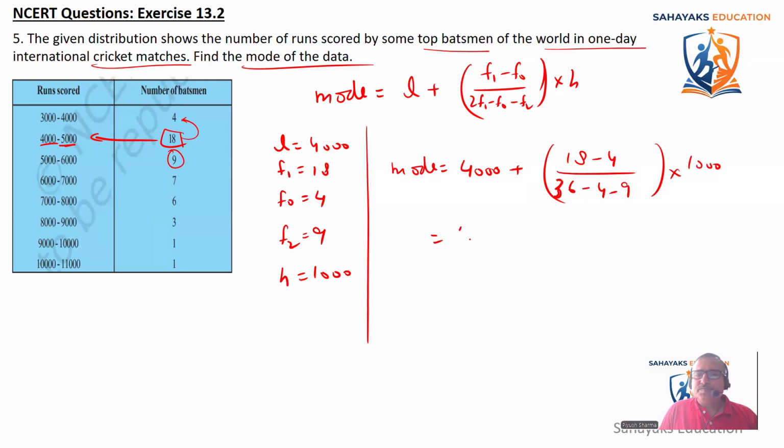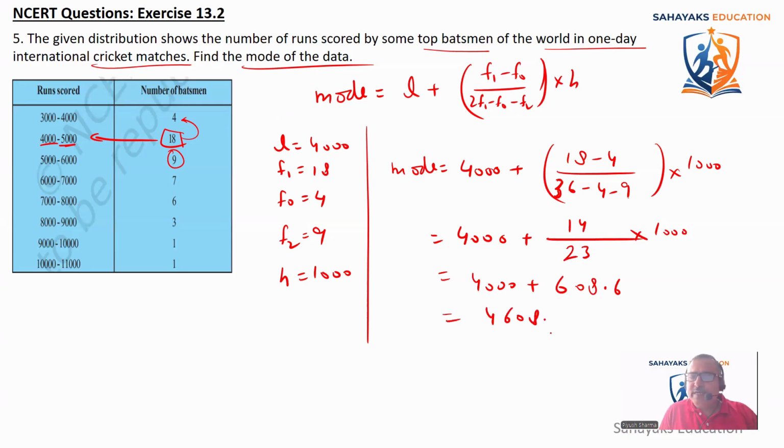Let's find out now. 4000 plus 18 minus 4 comes out to be 14, divided by 36 minus 9 is 27, 27 minus 4 is 23, multiplied by 1000. That is 608.6. So this comes as 4608.6, the mode of the runs scored. If you know the formula and what value corresponds to what, these are very straightforward questions.